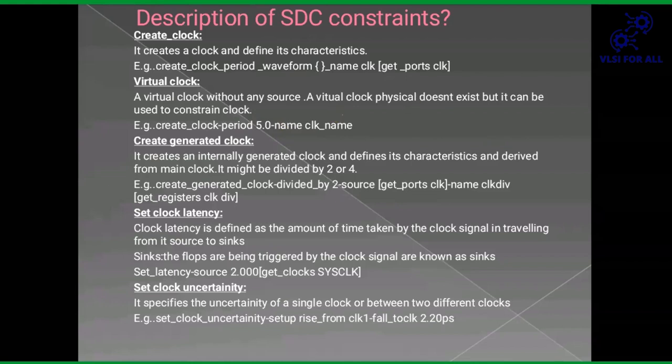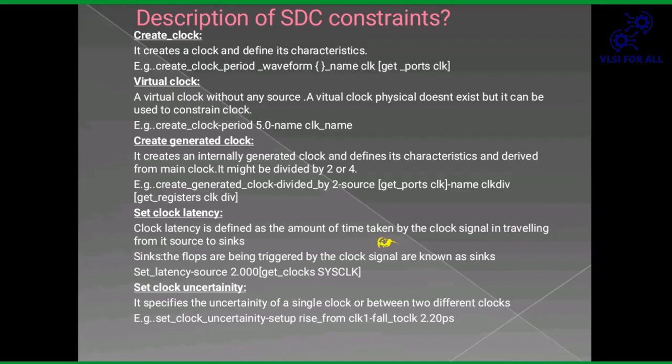And next one is virtual clock. Why do we use a virtual clock? For the virtual clock we will not have any source. For create clock or any other clock, we have a source and a destination: the source which gives, the destination which takes. The meaning of virtual clock is that we will not have a source clock, in the sense we will not have an input, but it exists in a design, and we use it to constrain a block.